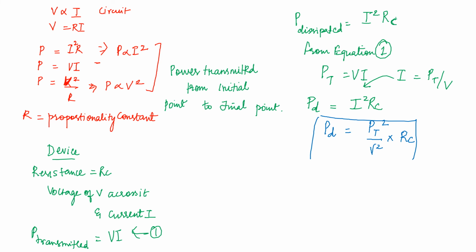So what we have got from here is, this is power transmitted, but over here power dissipated is inversely proportional to the voltage square, whereas this is directly proportional. So this is the difference I aim at sharing with you. Hope you understood the last point in the previous slide.